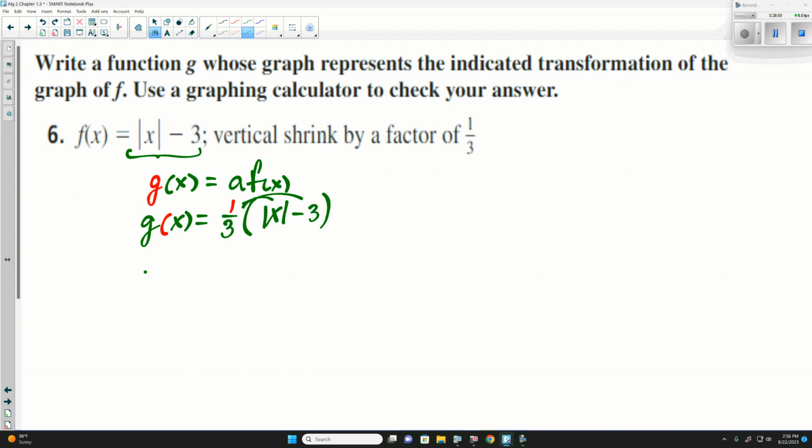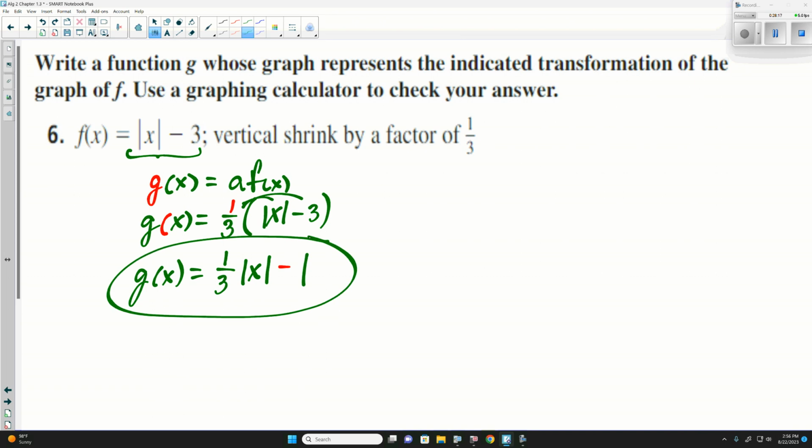And the last thing we need to do is multiply through. Now our 1/3 times the absolute value of x is going to be 1/3 absolute value of x minus 1/3 times 3 is, because it was minus 3. So we still have our sign. Questions on this here?